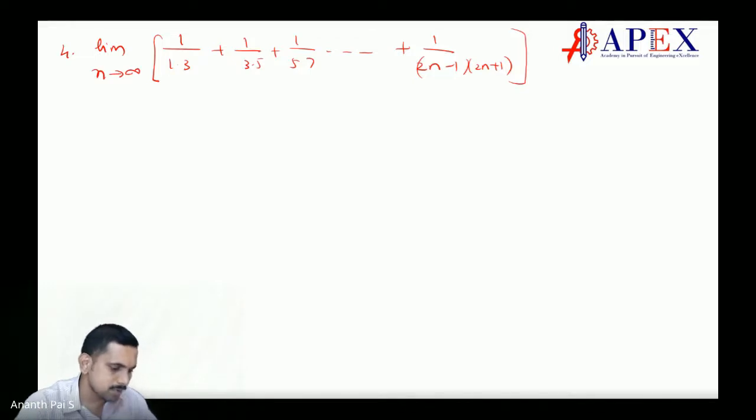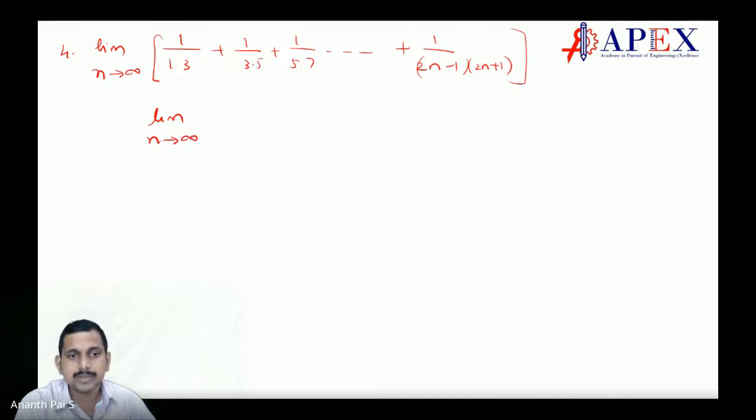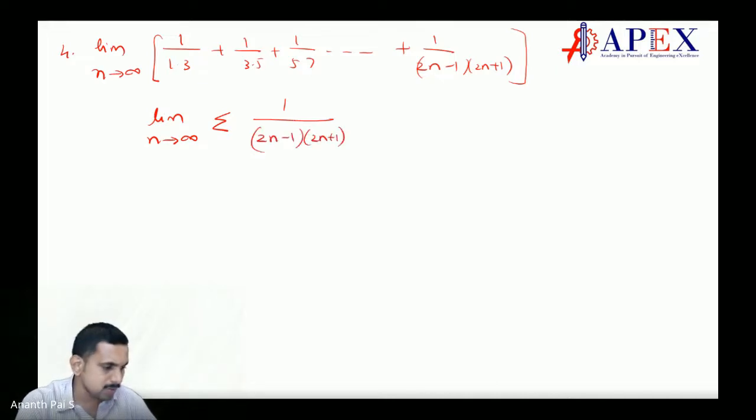Okay. So if I consider this, this is nothing but limit n tending to infinity sigma of 1 by (2n minus 1)(2n plus 1), correct? So now when you do this, what you will get is in this fashion.